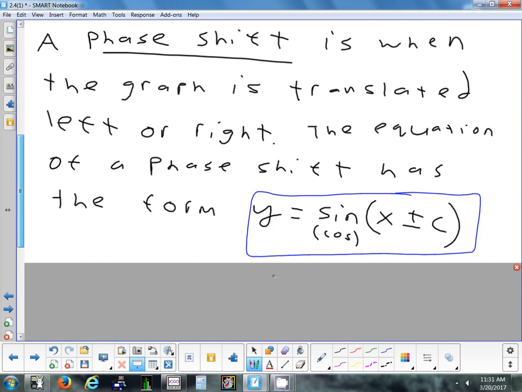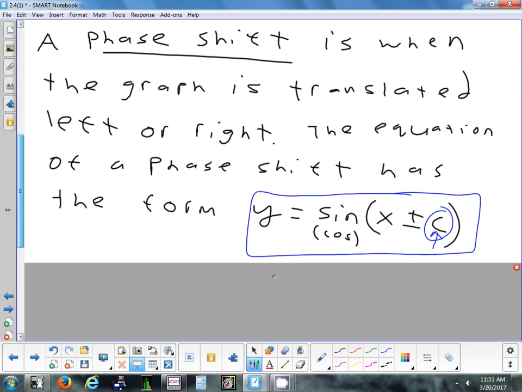When you do a phase shift, you add or subtract, depends on which way you're shifting, a number inside the parentheses. And that number that you're going to shift by is usually one of 3 numbers. It doesn't have to be, but it's what we do. It's either 45, which would be pi over 4, 90, which would be pi over 2 radians, or 180, which would be pi radians. So you're usually going to see one of those 3 things in this spot.